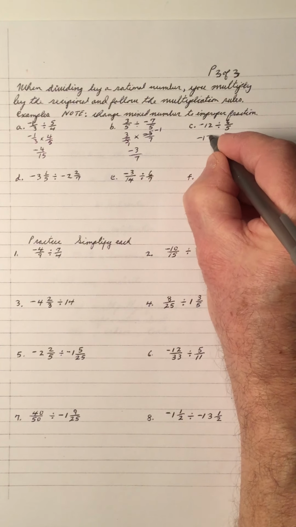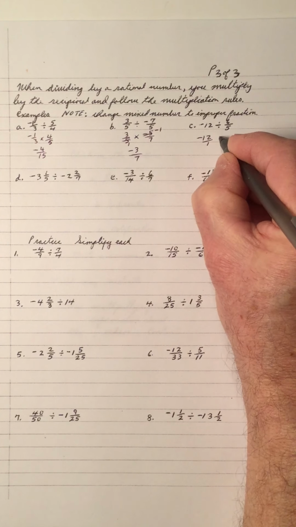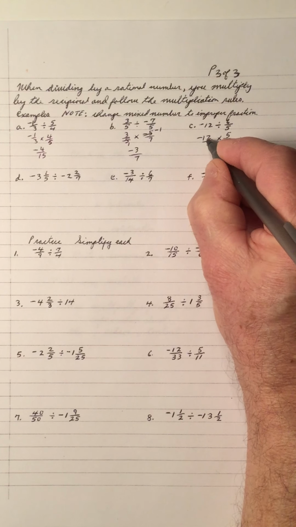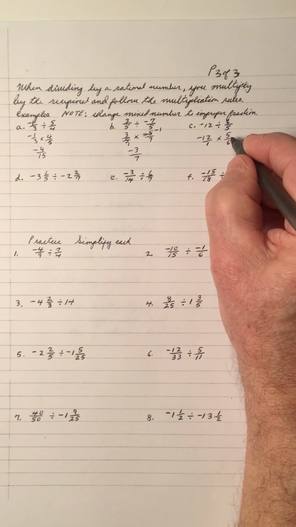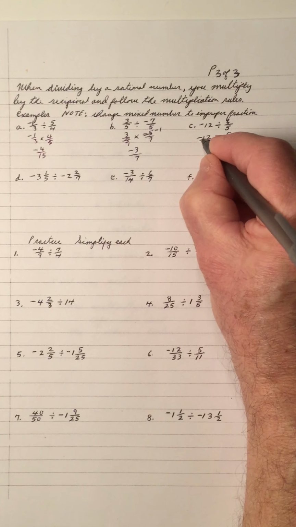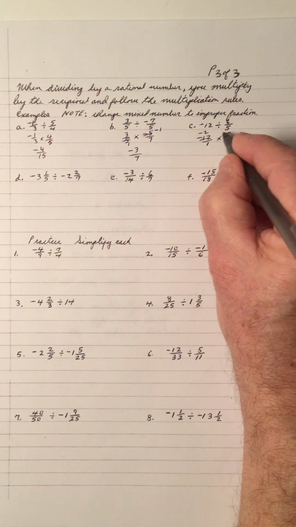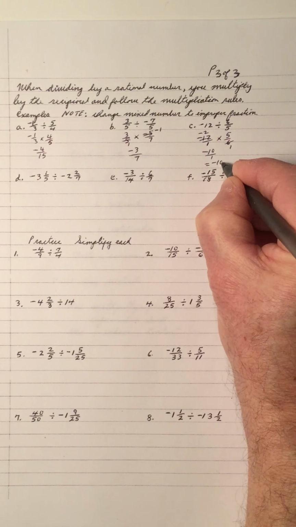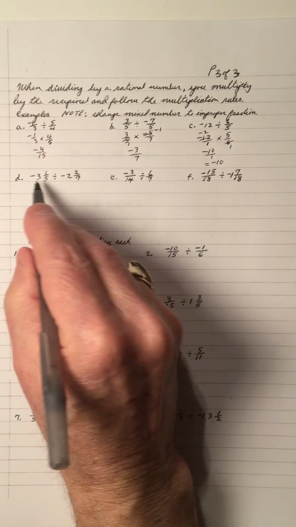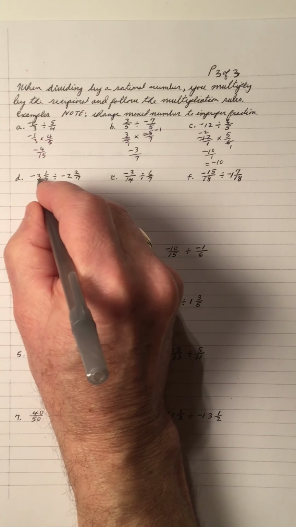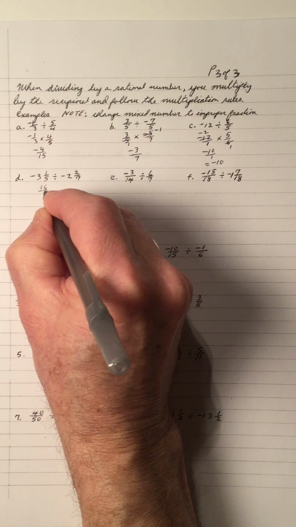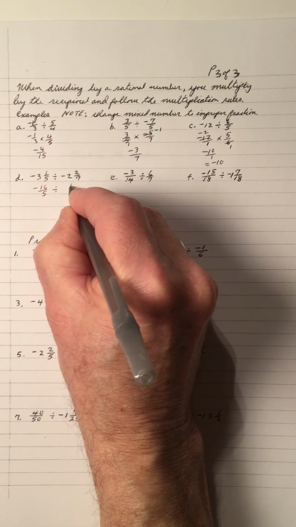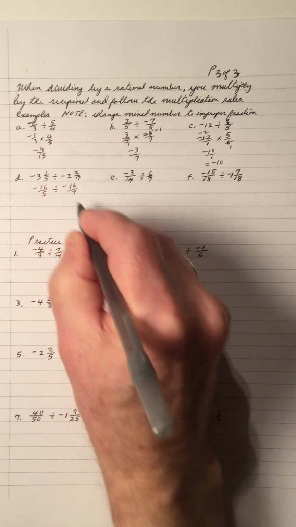C, negative 12, understood to be over 1, times the reciprocal, 5 over 6. And notice I put the negative 12 over 1 so it won't get mixed up. 6 goes into 6 once, 6 goes into negative 12 negative 2. When I multiply, I get negative 10 over 1, which is negative 10. D, I have to change both of these mixed numerals to improper fractions. 15 plus 1 is 16 over 5, negative. 14 plus 2 is 16 over 7, negative.